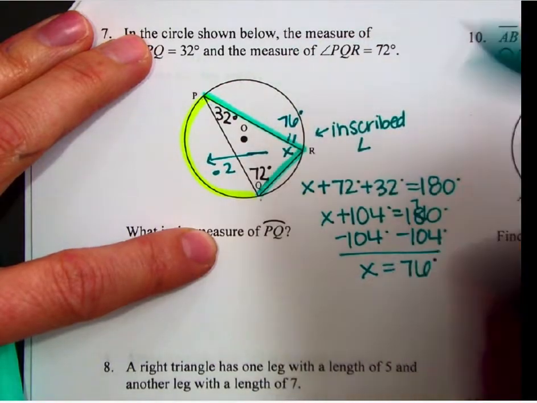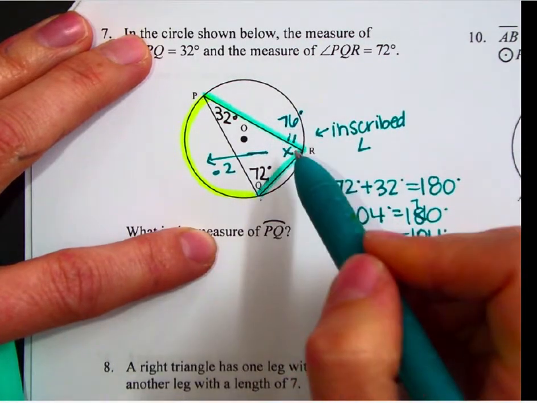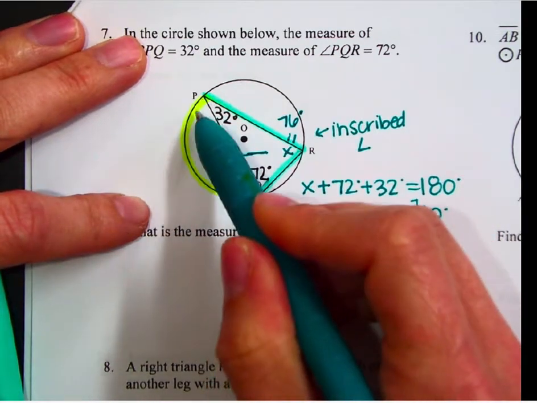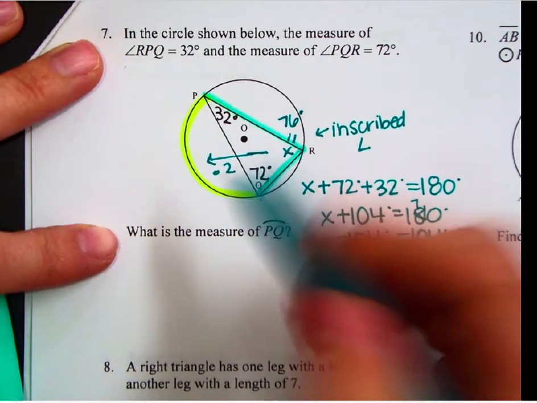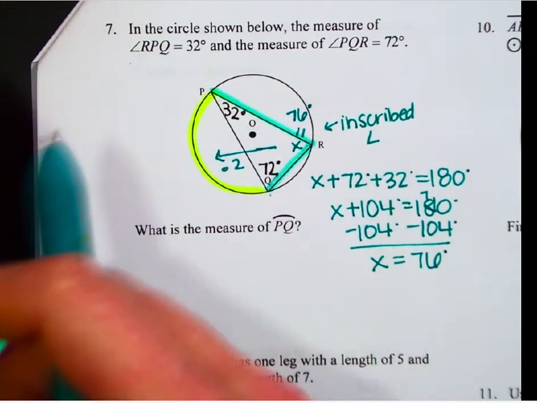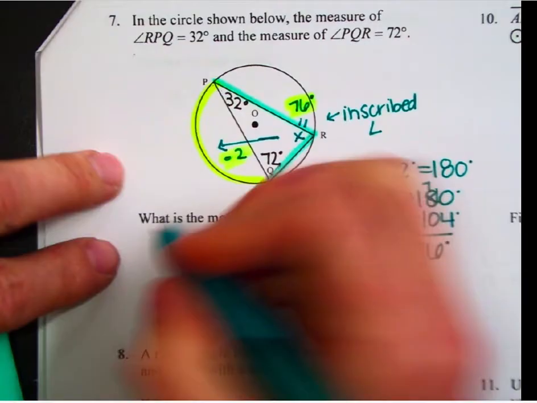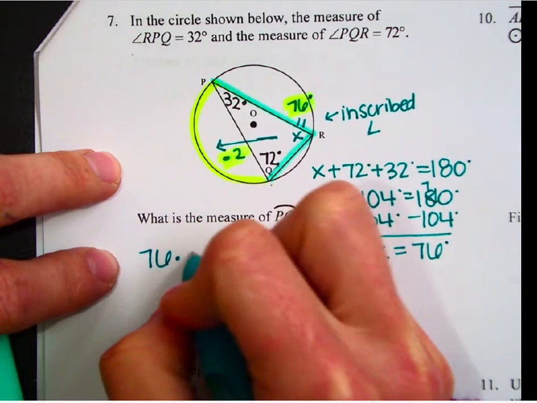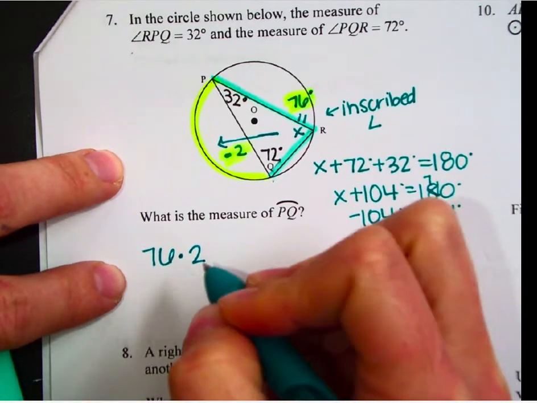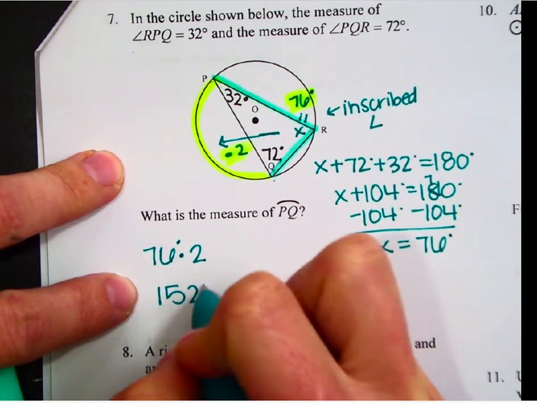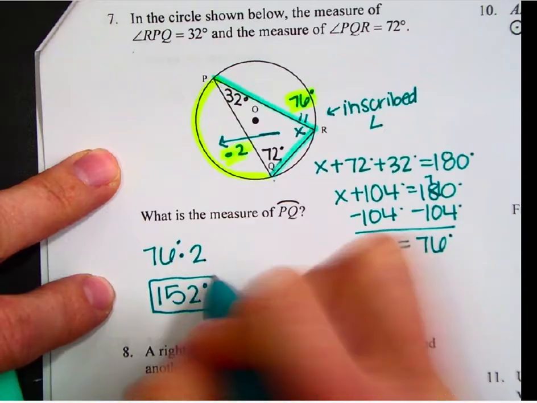That's 76 degrees. So our inscribed angle times 2 is going to be the measure of this arc. So to find the measure of the arc, we're taking 76, that inscribed angle, multiplying by 2. So we have 76 times 2 to get 152 degrees for the measure of that arc PQ.